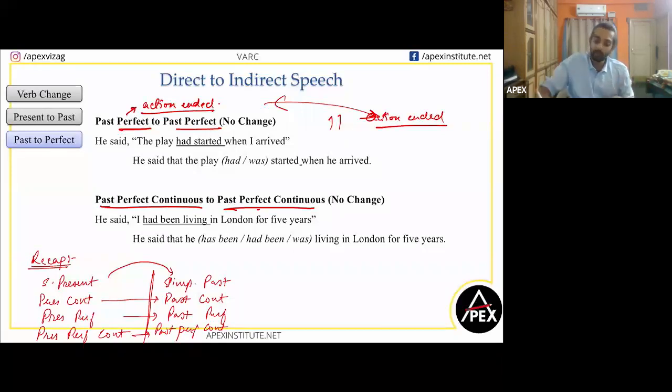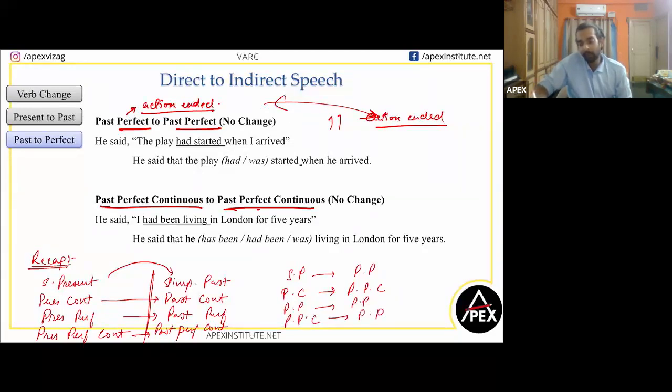Okay, very good. Whereas if I have simple past, it will change into past perfect. Correct? If I have simple past, it will change into past perfect. What if I have a past continuous? It will change into past perfect continuous. Yes. Only if I have past perfect, it will remain as past perfect. Past perfect continuous, it will remain as past perfect continuous.